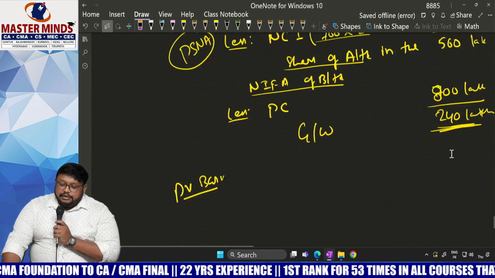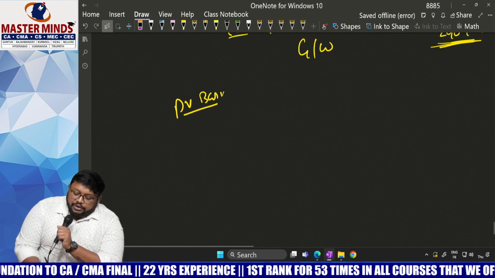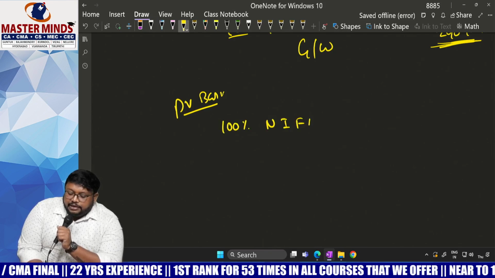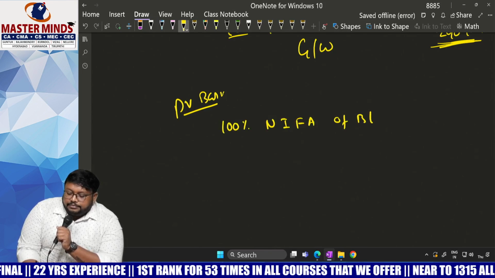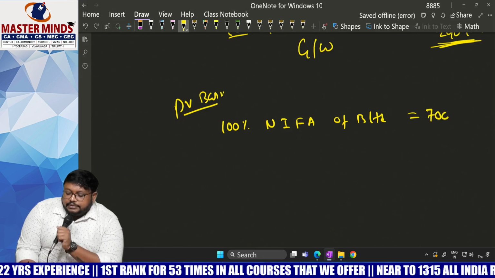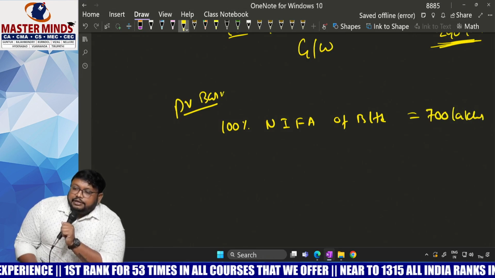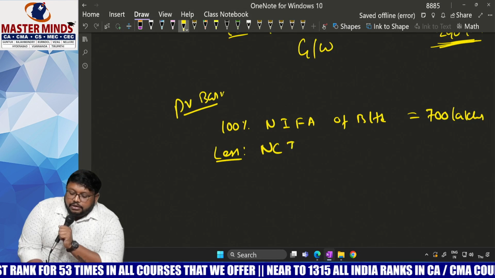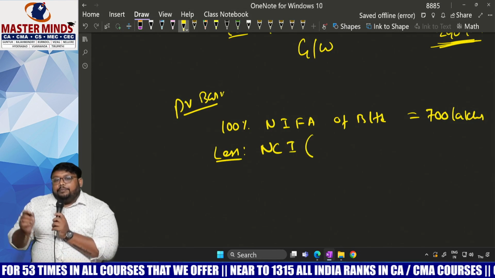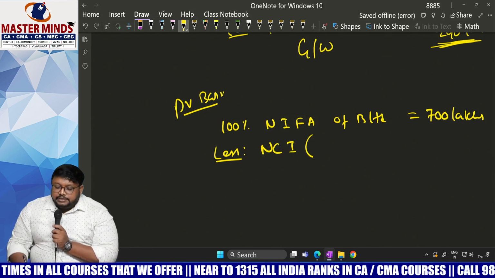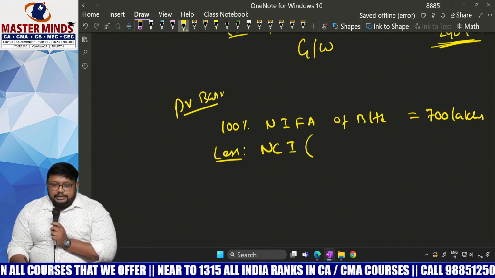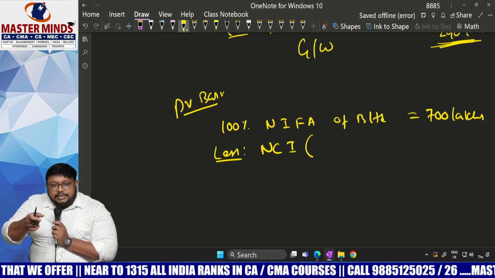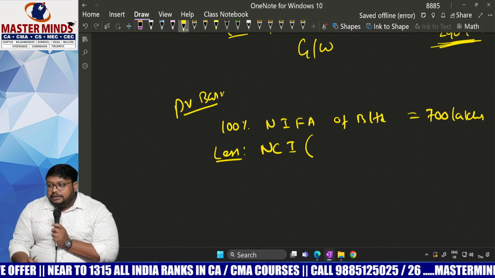Now we will calculate another basis, fair value basis. How can you calculate under fair value basis? First, 100% net identifiable assets of B Limited, 700 lakhs. Less, what we have to deduct? Non-controlling interest. Proportionate share in the net assets basis means directly 20% I calculate on net assets. That we call proportionate share in the net assets.